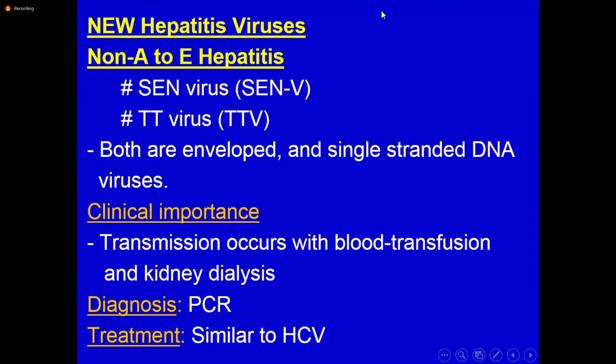Lastly, the new hepatitis viruses, which we call non-A to E hepatitis. We have 2 types, SEN virus and TT virus. Both are enveloped, single-stranded DNA viruses. The clinical importance is that these infections occur with blood transfusion and with kidney dialysis, in dialysis machines. These 2 viruses are newly discovered. Diagnosis is by PCR, and you know what PCR is, and the treatment is similar to hepatitis C virus.